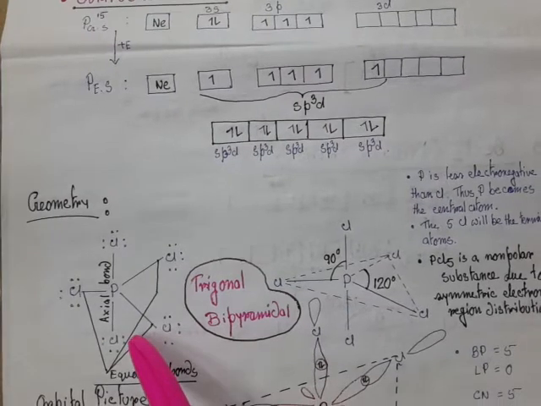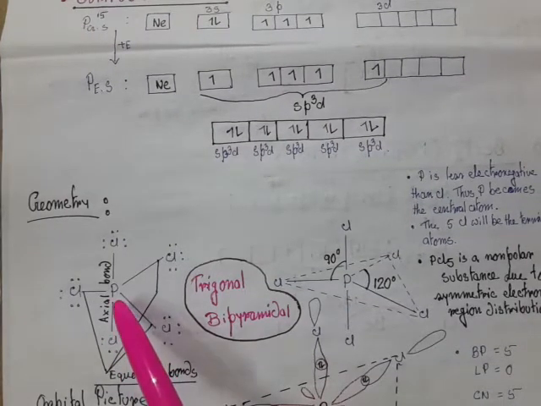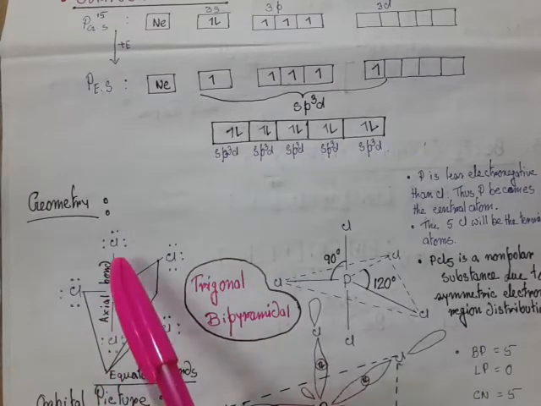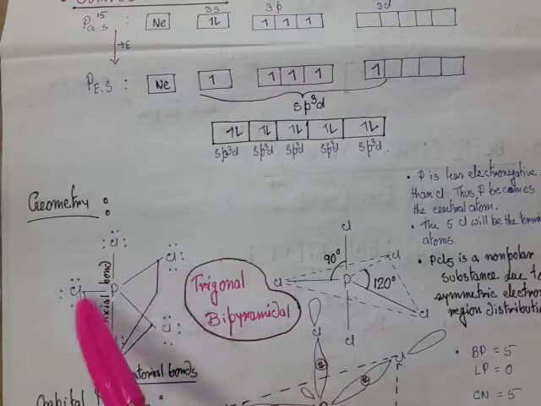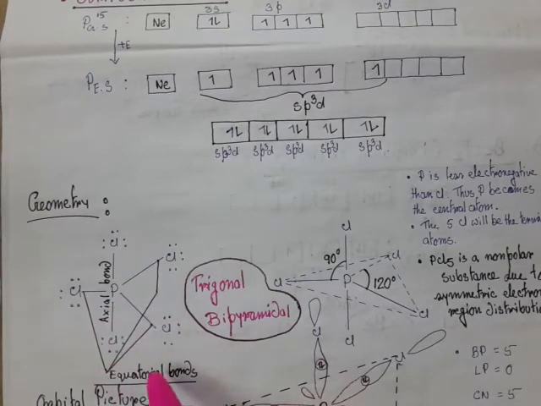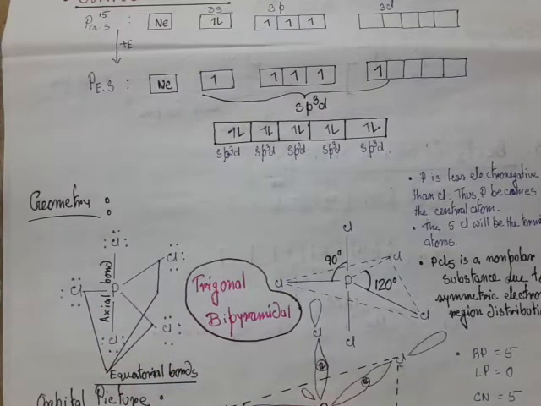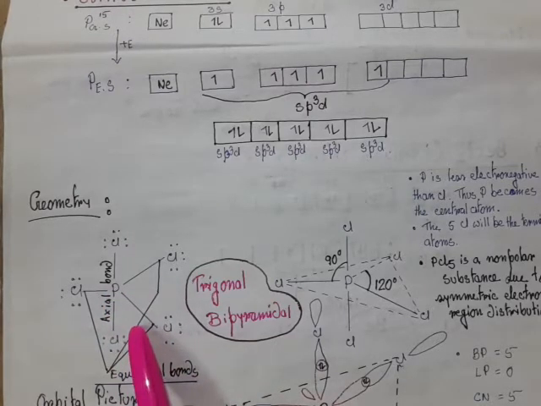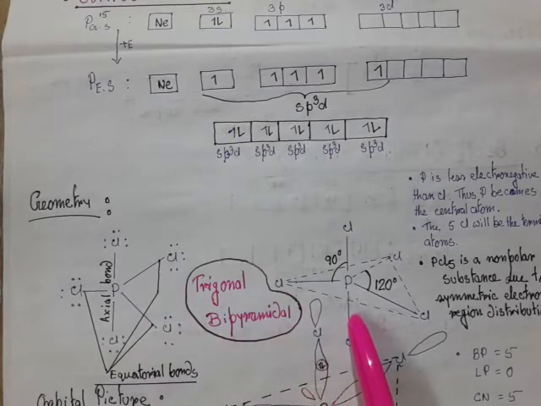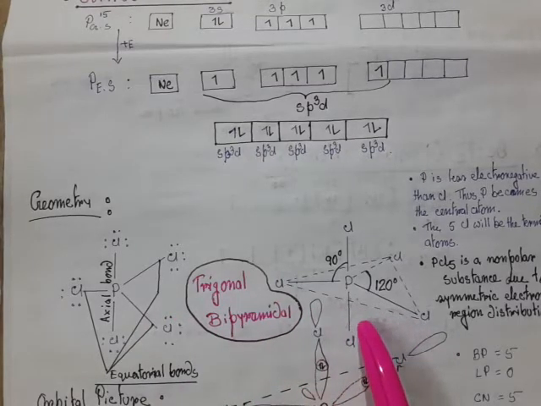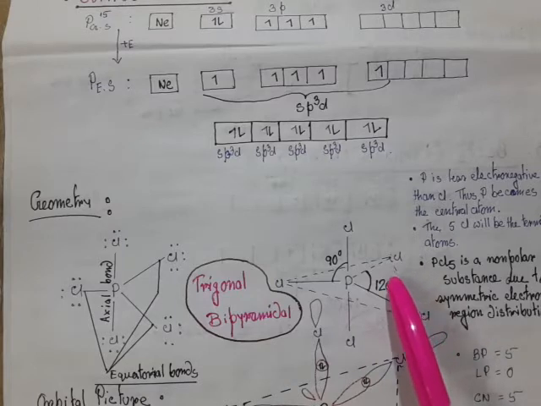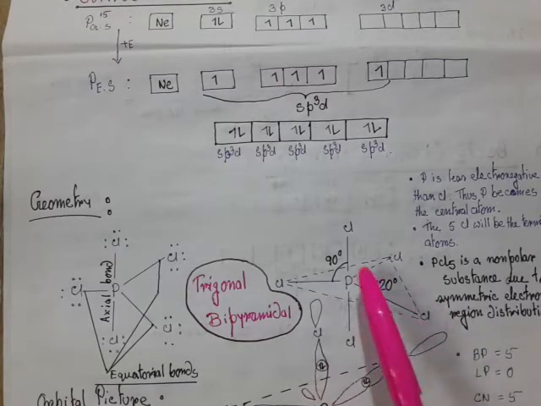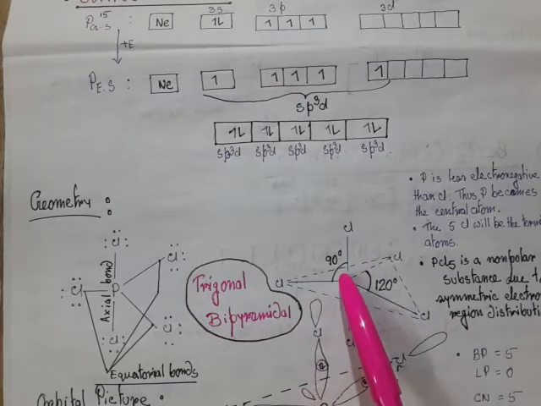This is the trigonal bipyramidal geometry where the central element is phosphorus and the terminal element is chlorine. These two bonds are known as axial bonds, and these bonds are known as equatorial bonds. You have a new concept of naming of bonding, that is axial bond and equatorial bond. Now the figure is quite like this. It's quite clear from this figure that between equatorial and equatorial bond there is a 120-degree angle, and between axial and equatorial bond there is a 90-degree angle.